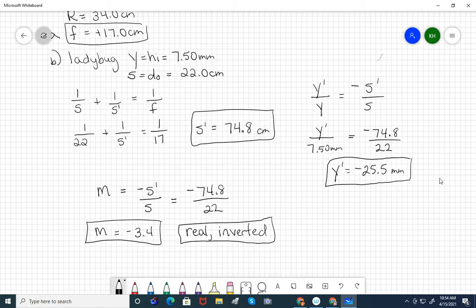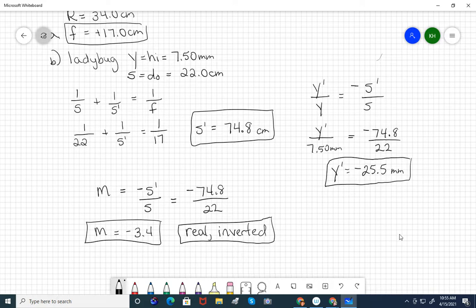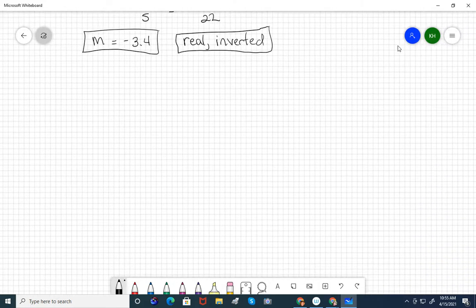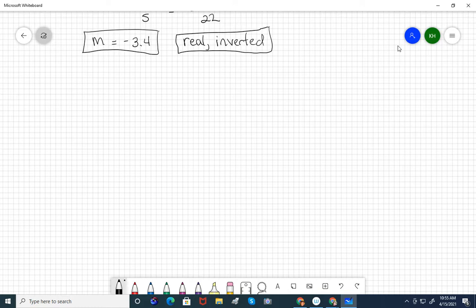Okay. Part C just asks the question on that. If the mirror is immersed in water of refractive index 1.33, what is its focal length? The focal length of a mirror only depends on the radius of curvature of the mirror. It does not depend on any of the medium around it. So there's nothing, no change.